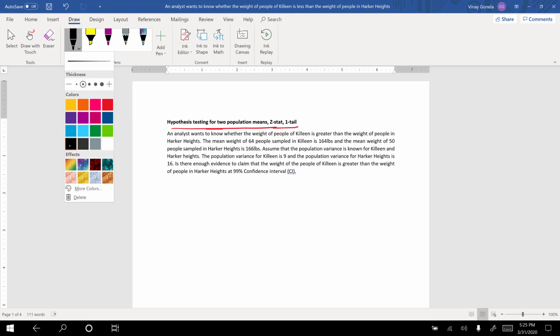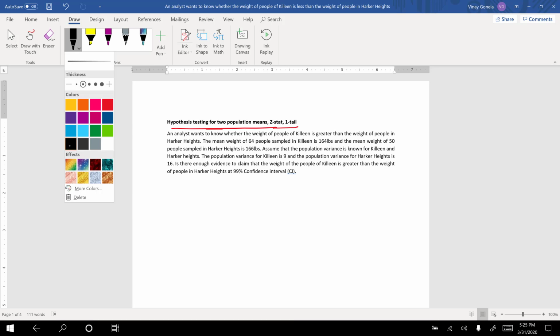So the question is: an analyst wants to know whether the weight of people of Killeen is greater than the weight of people in Harker Heights. The mean weight of 64 people sampled in Killeen is 164 pounds, and the mean weight of 50 people sampled in Harker Heights is 166 pounds. Assume that the population variance is known for Killeen and Harker Heights. The population variance for Killeen is 9 and the population variance for Harker Heights is 16.